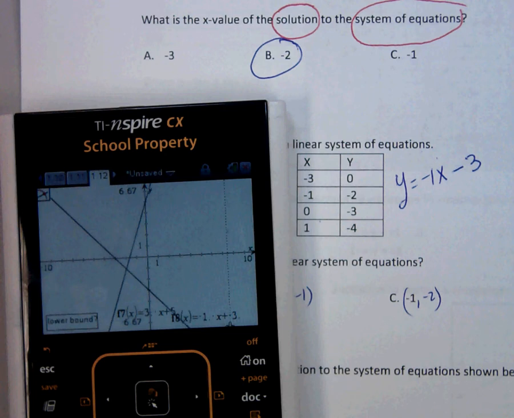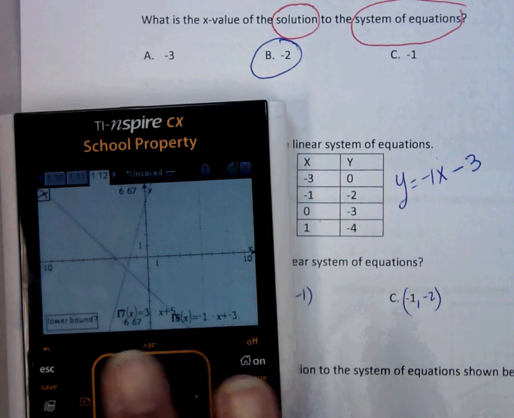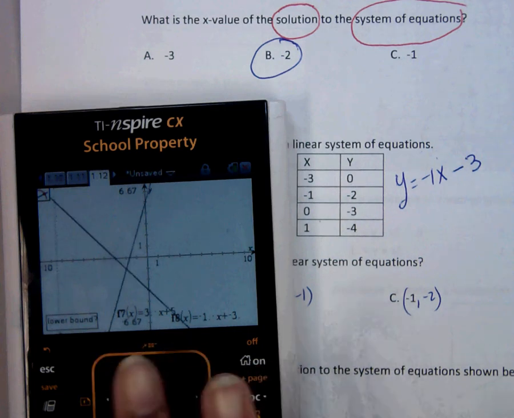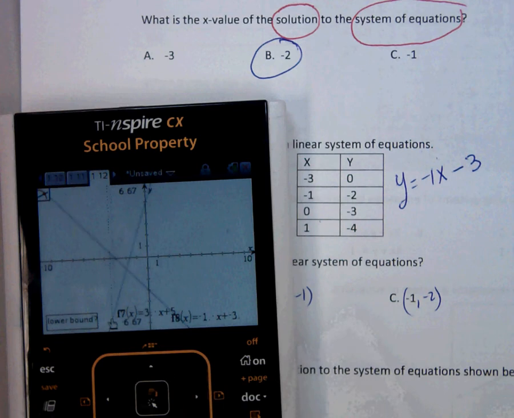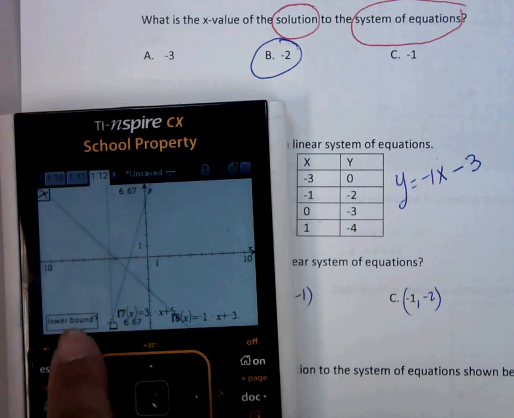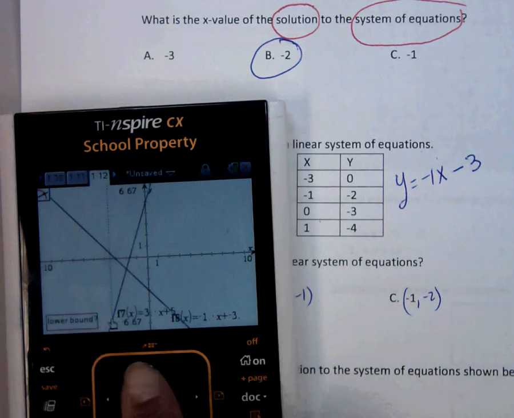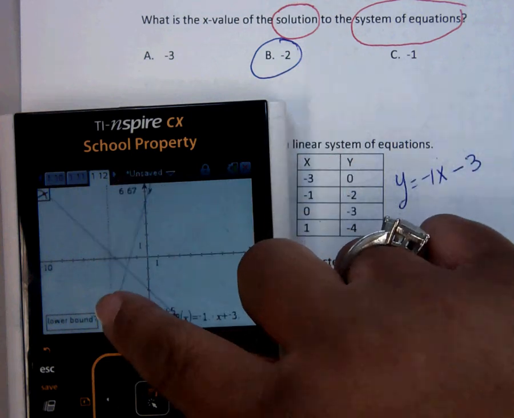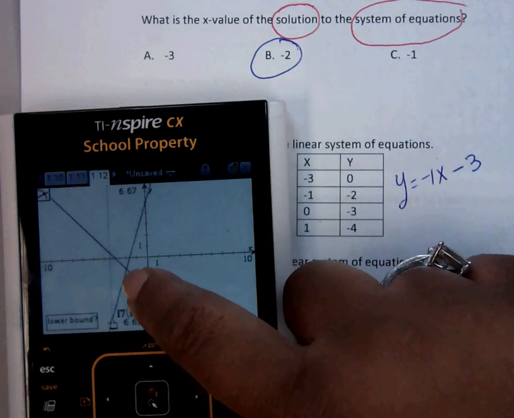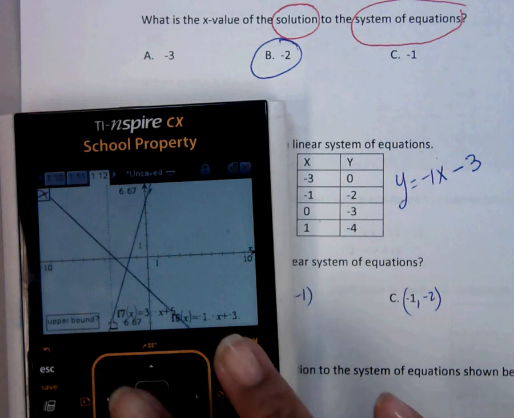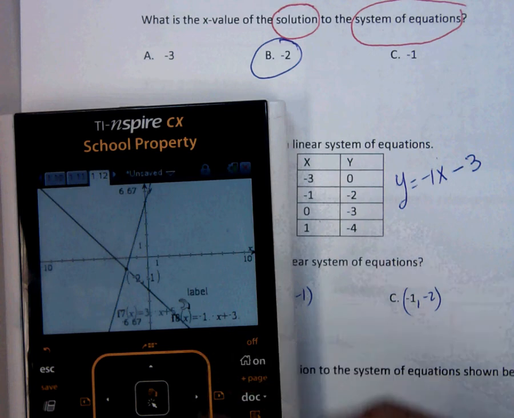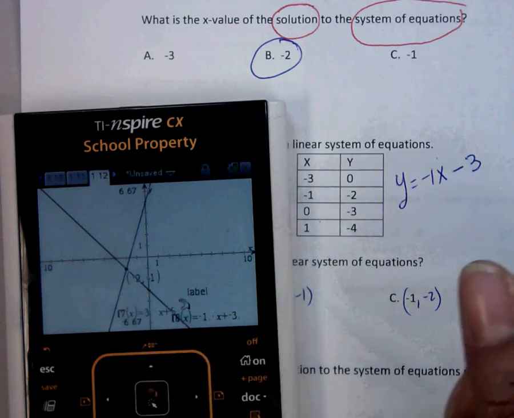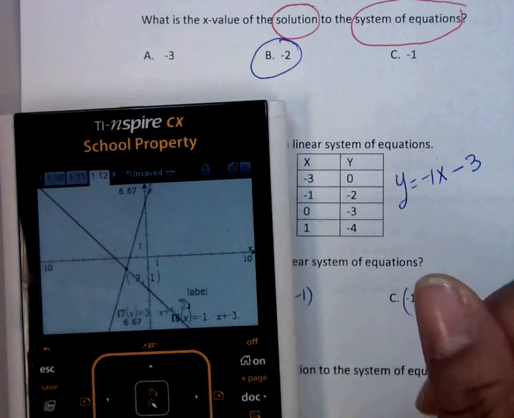Enter, enter, enter. It asks for the lower bound. So let's take our mouse pad, touch pad, whatever you want to call it. Go to the left for lower bound. That's what it's referring to, the left. Once your dotted line is on the left side of where they cross, click. Now drag over and click. My point, my solution, as you can see, is (-2, -1).